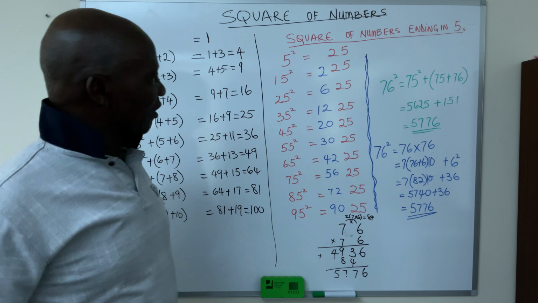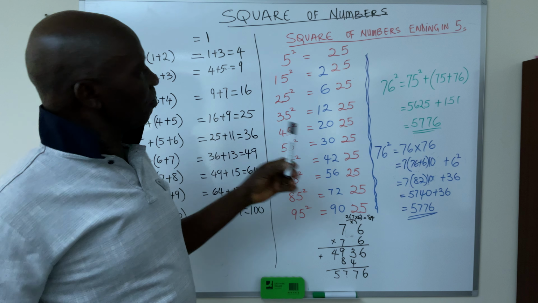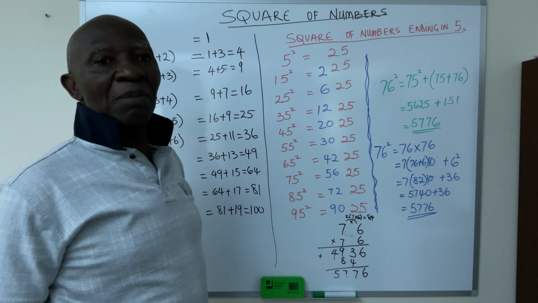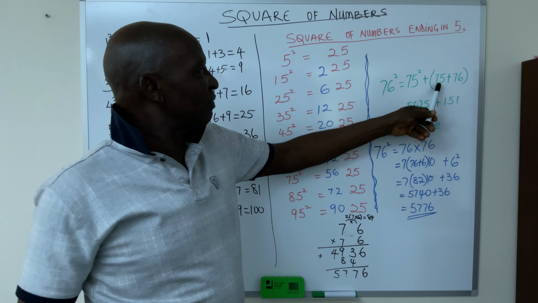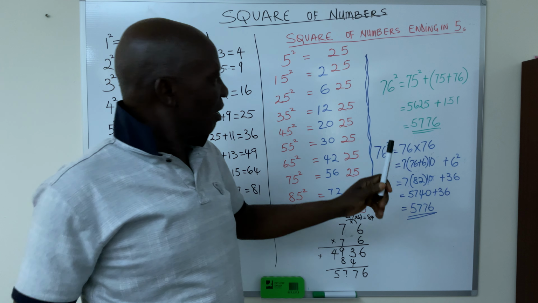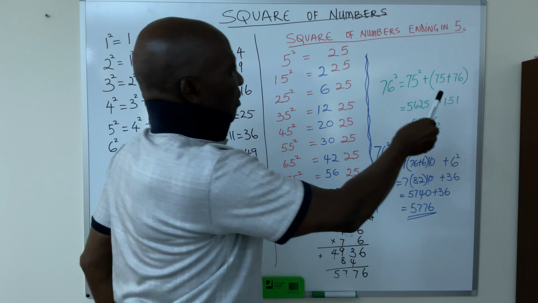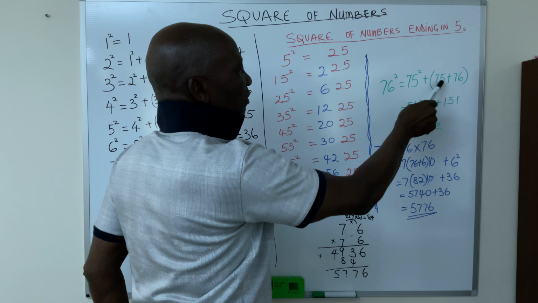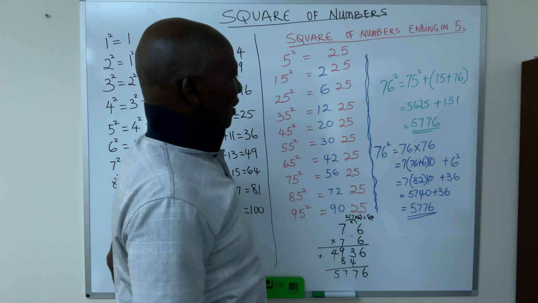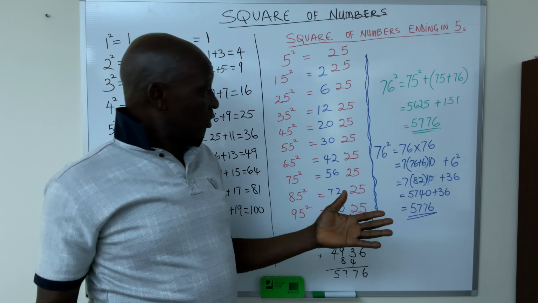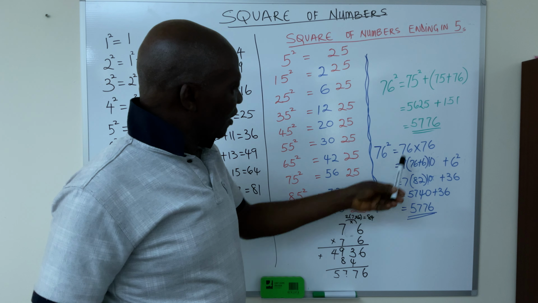Let's take a look at 76. The square of 76 using this method is 75, the previous number before 76, 75 squared plus the sum of 75 and 76. 75 squared is 5625 plus 151, which is the sum of 75 and 76. Adding this together, we have 5776.